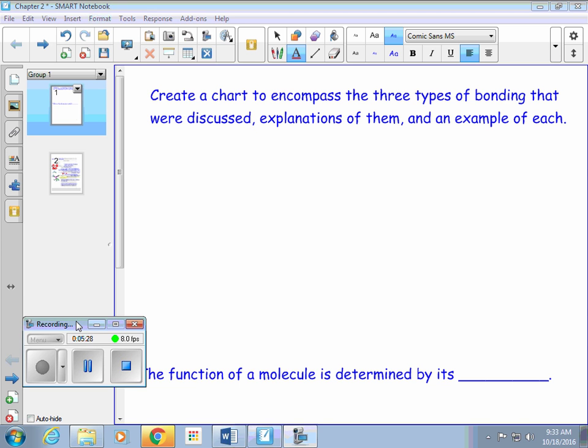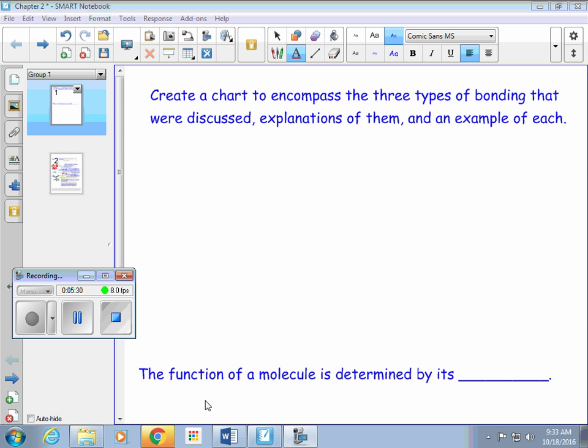And then the very last thing is a simple fill in the blank for me. The function of a molecule is determined by its what. Okay, these are the most important things that we got to pull out of today's notes. You can pause it here so you can write these things down, and I hope that helps.